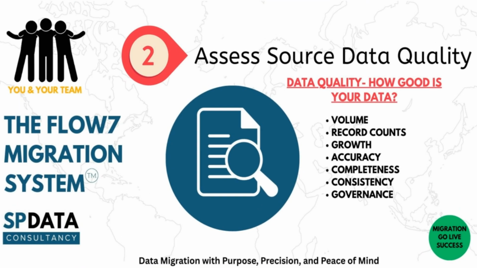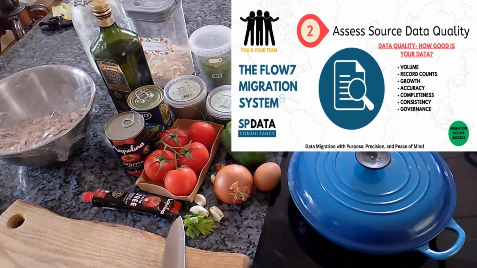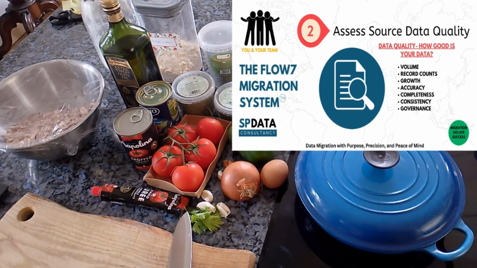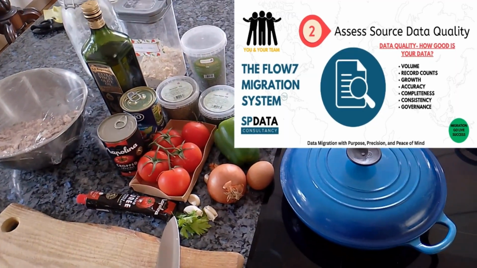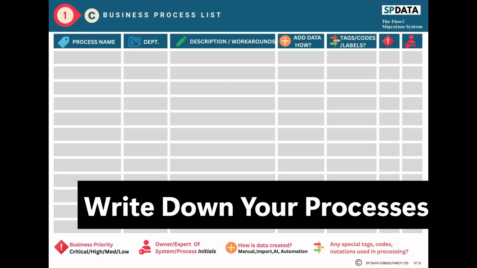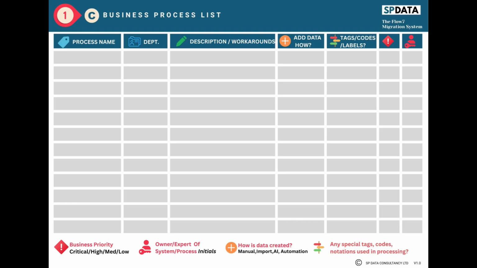Two is looking at data quality. Well, for example, I'm using the tin of tomatoes. Are they in date? Are they up to scratch for this recipe? Is that pepper fresh enough? And write down your critical business processes for your data migration.